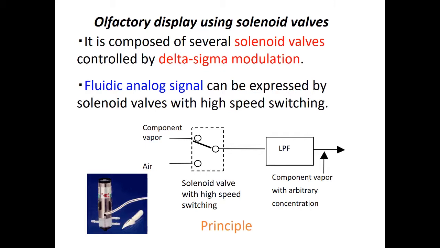And the frequency of the vapors actually conveys analog information. After that, there is a low pass filter, which is actually a fluidic low pass filter. And so component vapor with a specified concentration can appear here. And a fluidic analog signal can be expressed by the solenoid valve with high speed switching.